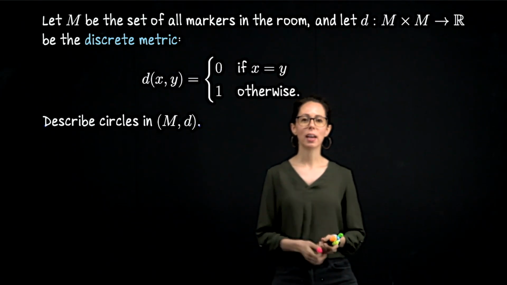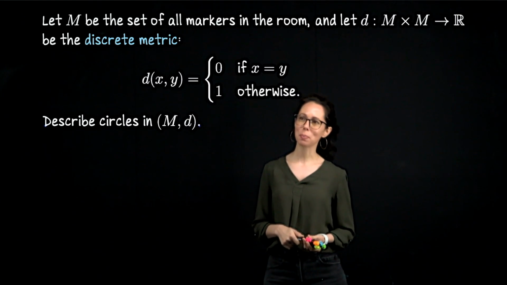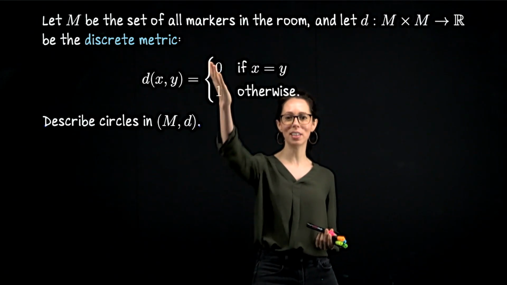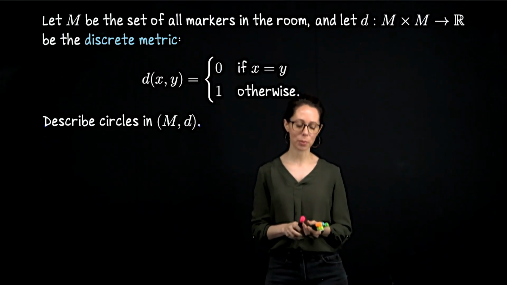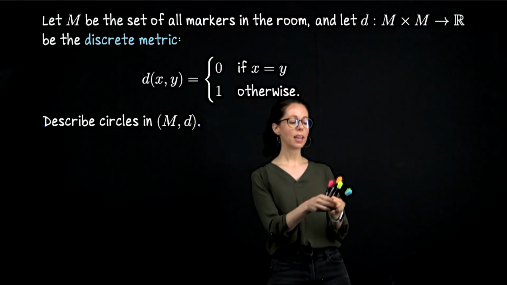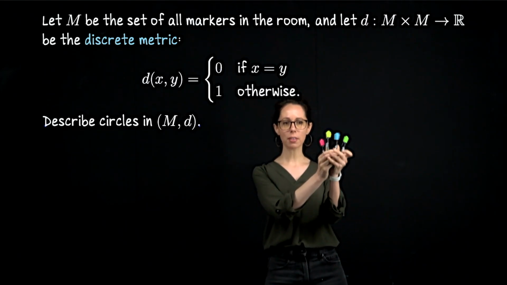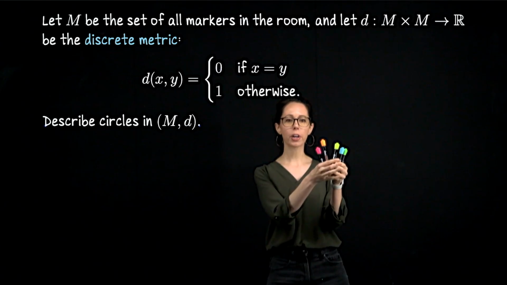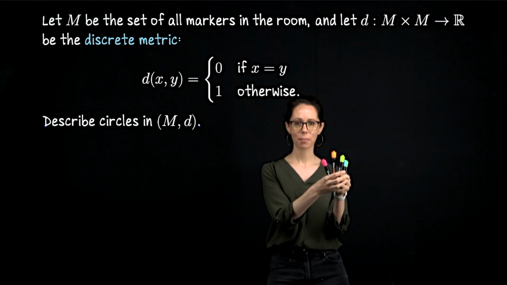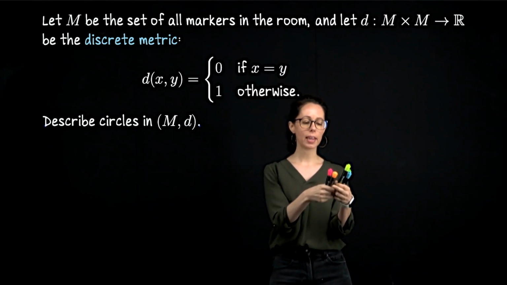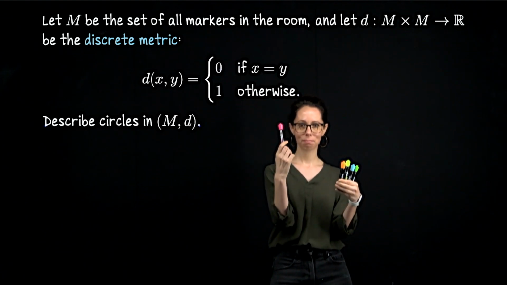Okay, so what would a distance look like in this discrete metric space? Well, we only really have two distances, 0 and 1, which are realized between objects in this setting. So here's my metric space. It's these markers together with the discrete metric. I need a center point. Let's make it this pink marker P.